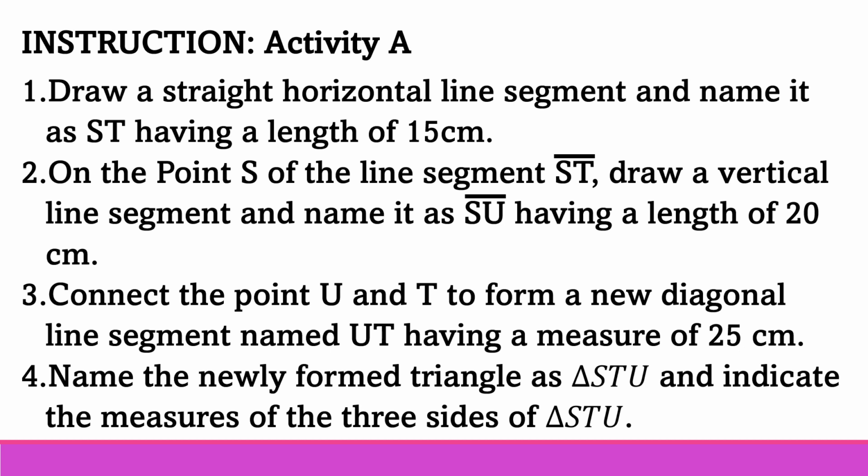For the instruction in activity A, you are going to draw a straight horizontal line segment and name it as ST, having a length of 15 centimeters. On the point S of line segment ST, you are going to draw a vertical line segment and name it as line segment SU, having a length of 20 centimeters. Step 3, you are going to connect the points U and T to form a new diagonal line segment named UT, having a measure of 25 centimeters. And you are going to name the newly formed triangle as triangle STU and indicate the measures of the three sides of triangle STU.